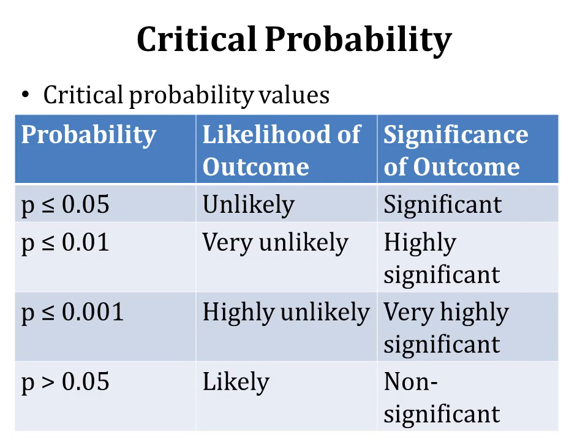The next level is 0.01, which means very unlikely. So an event with a probability of less than 0.01 is said to have a very unlikely probability, and if that outcome occurs, it means that that outcome is highly significant. The highest level of critical probability is 0.001, which means that the event is highly unlikely, and if that outcome occurs, it is said to be a very highly significant outcome. And all the probabilities which are greater than 0.05 are said to be likely, and if they occur, they are said to be non-significant.